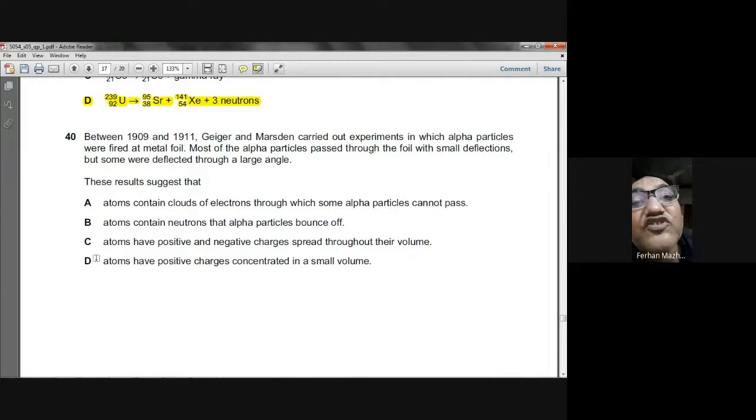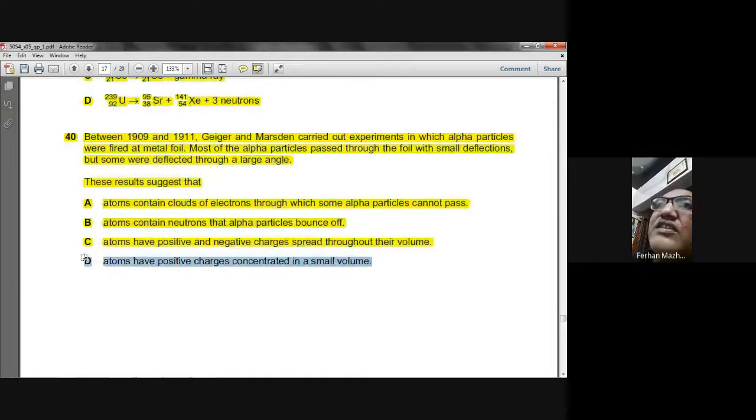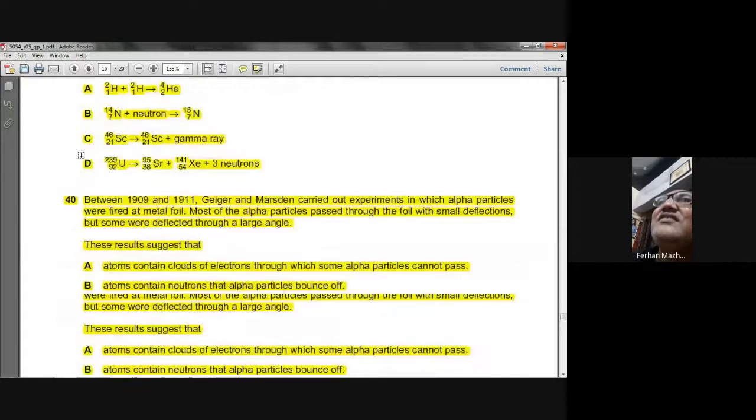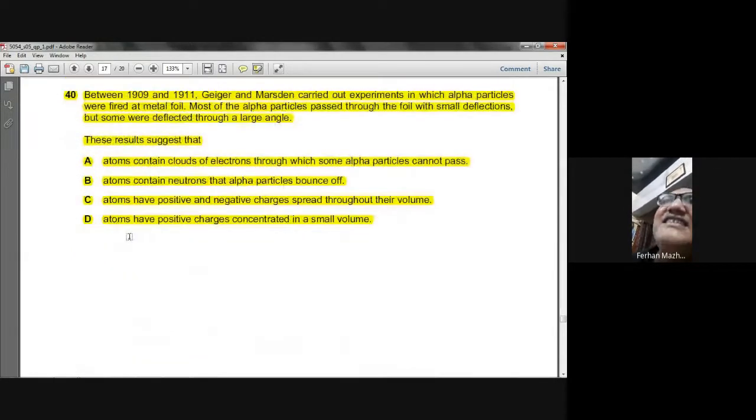The first option says atoms contain clouds of electrons through which some alpha particles cannot pass. That's not true. Atoms contain neutrons that alpha particles bounce off. Maybe. Atoms have positive and negative charges spread throughout their volume. That's not true. Atoms have positive charges concentrated in a small volume. Yes, this is the conclusion they got. So D is the right choice.